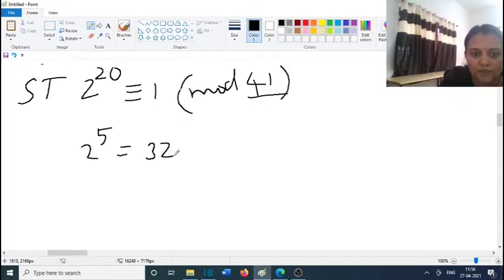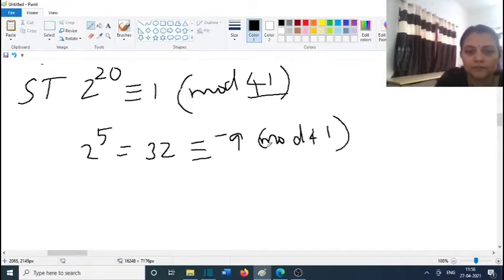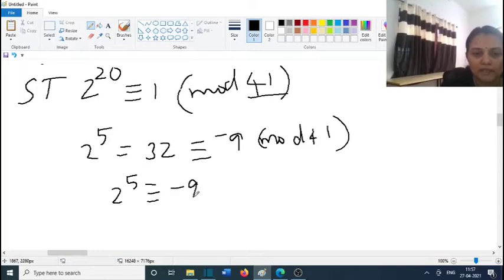32. Now 32 is 32 plus 9 minus 9 mod 41. 32 plus 9 is 41, which is a multiple of 41, so 32 is congruent to minus 9 mod 41. That is, 2 raised to 5 is congruent to minus 9 mod 41.